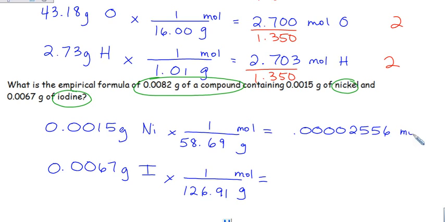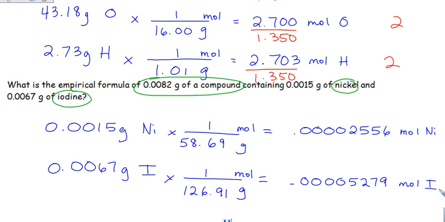So I get 0.00025556 maybe moles of nickel. And then let's do the second one, 0.0067 divided by 126.91. 0.005279 moles of iodine.